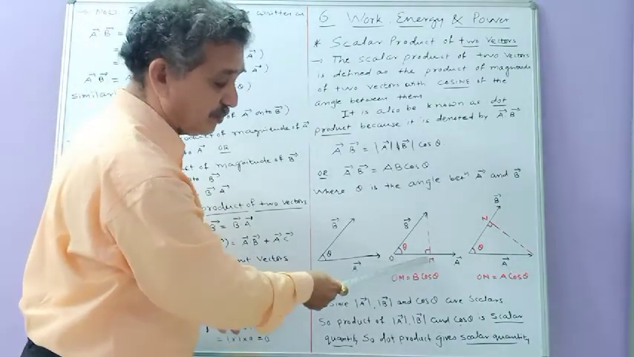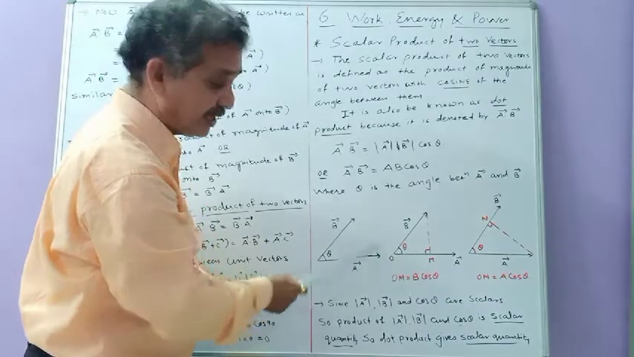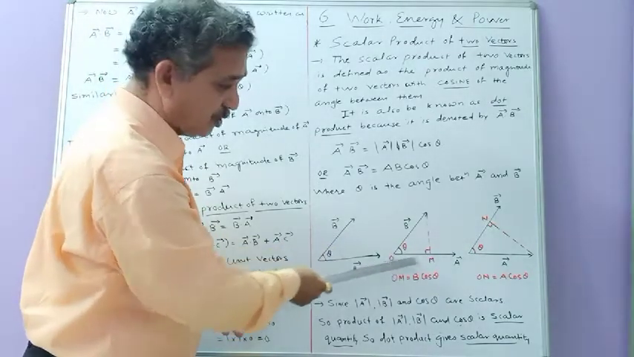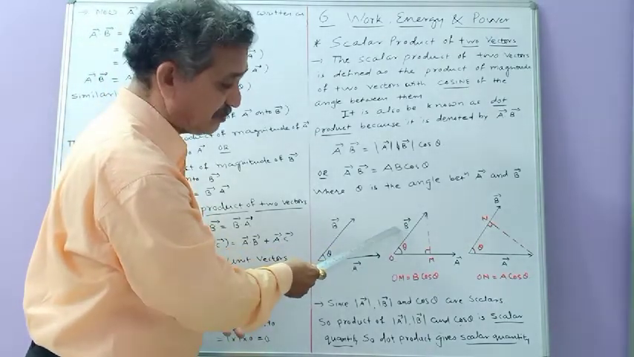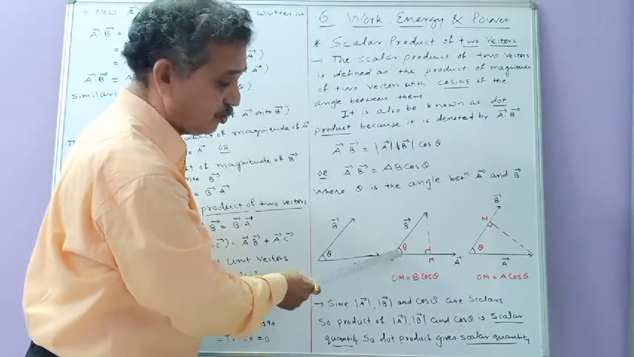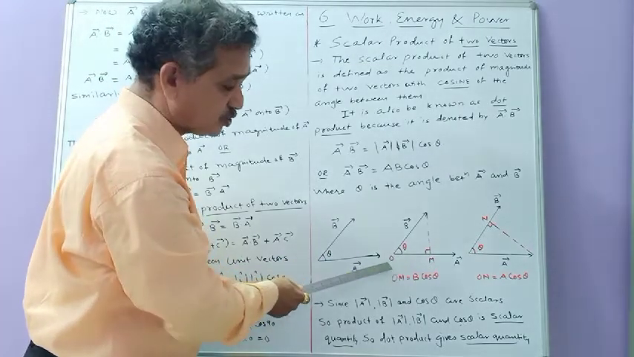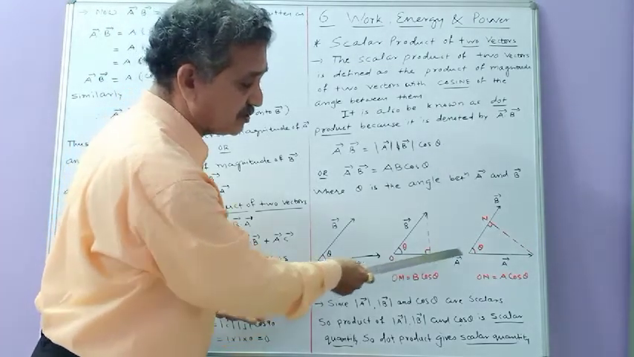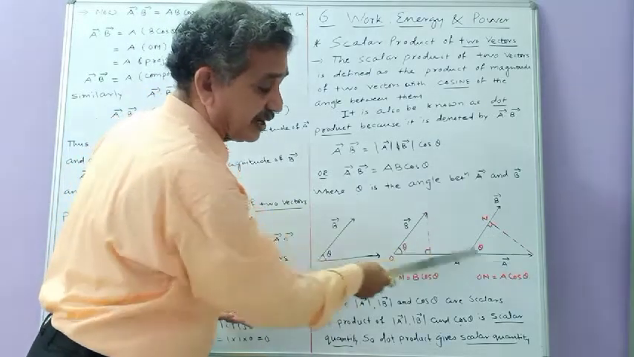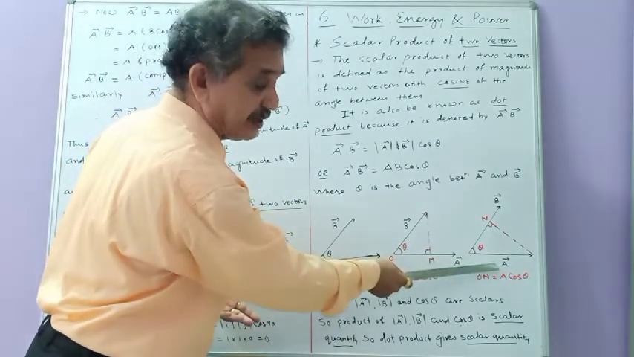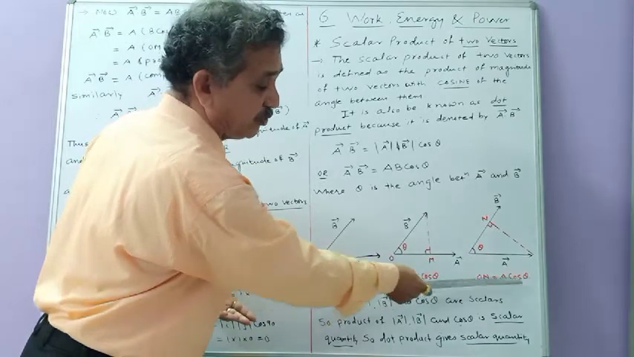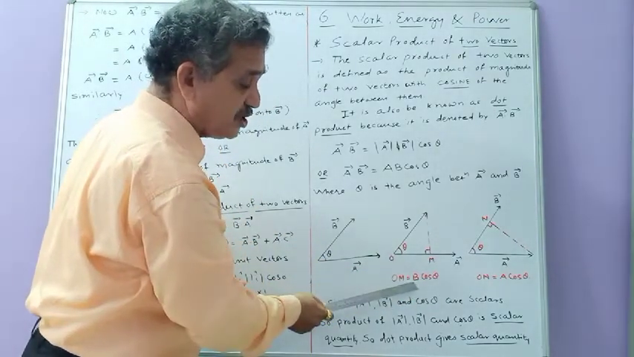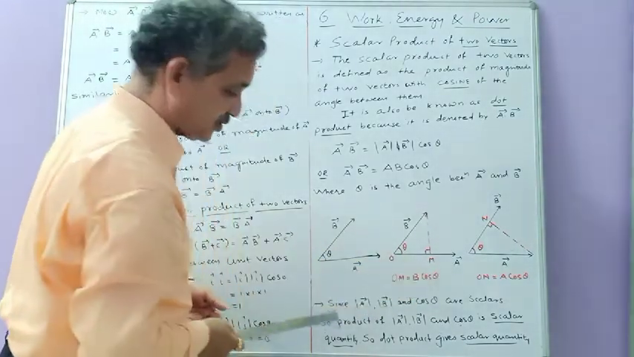Because OM is equal to what? The adjacent side in the right angle triangle. So what is the value of OM? The hypotenuse value into cos of the angle theta between them. So OM will be equal to B cos theta. Similarly for ON, here also there is a right angle triangle, and the hypotenuse is the vector, so its magnitude into cos theta. So OM is B cos theta and ON is A cos theta.